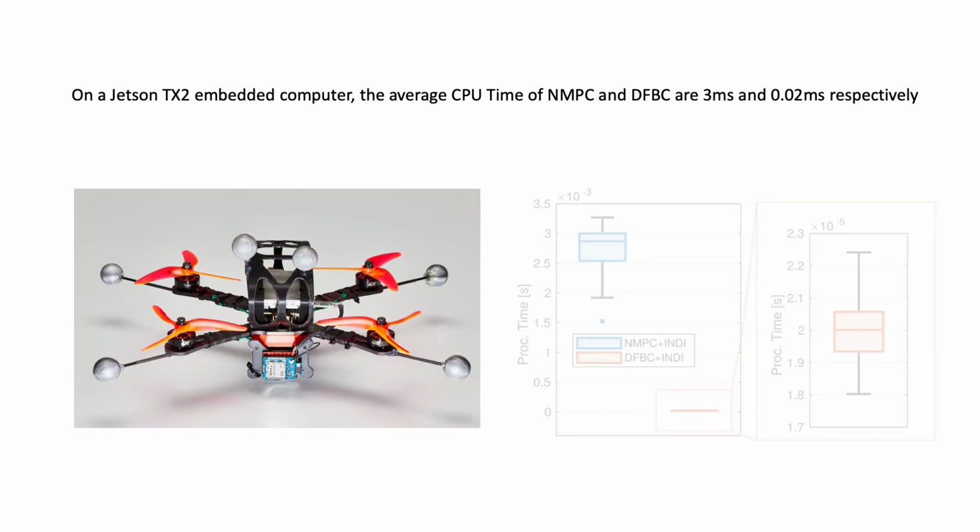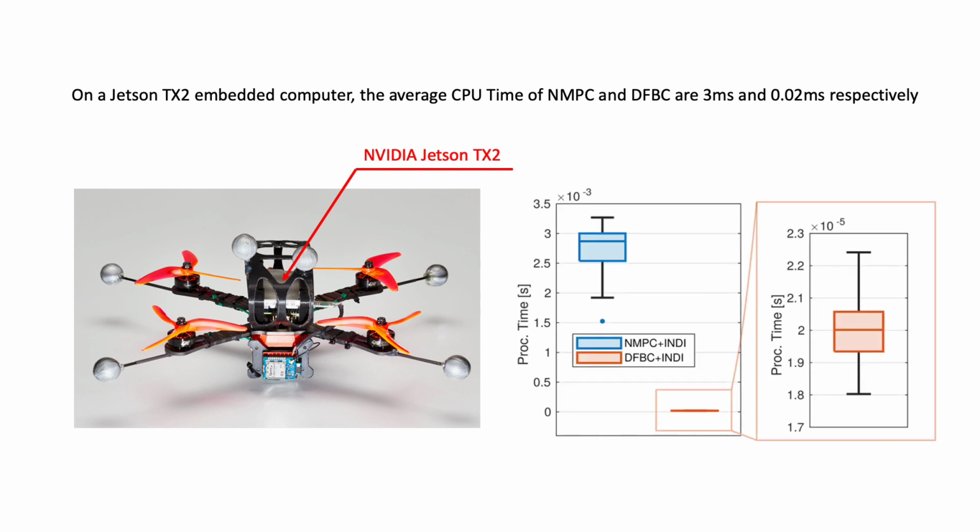We also compared their computational efficiency on an NVIDIA Jetson TX2 embedded computer. We observed that NMPC has an average 3 milliseconds CPU time, and DFBC is significantly faster with only 20 microseconds to generate per control command.